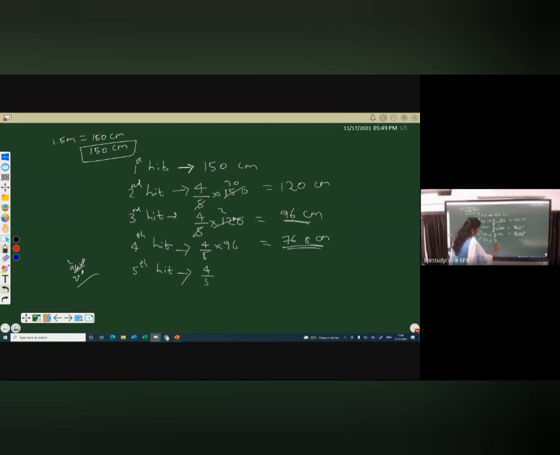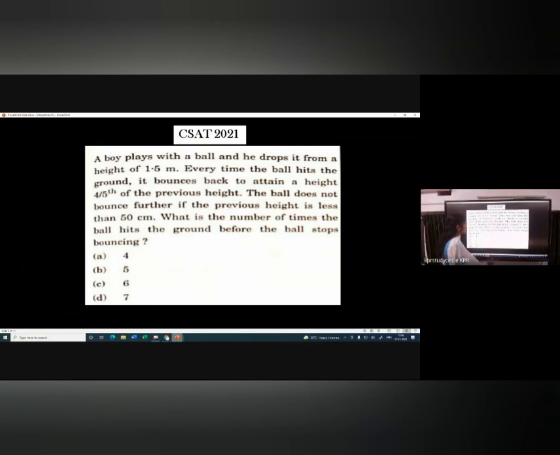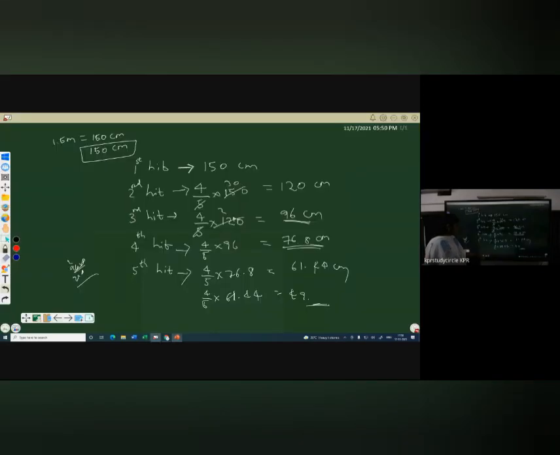4 by 5th of 76.8 is equal to 61.44. Right, 61.44. And when you go for the next hit, 4 by 5 of the previous height, you will get probably 49 point something. But the question is, the ball does not bounce further if the previous height is less than 50 centimeter, right?